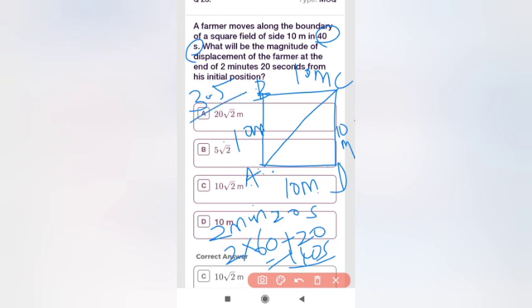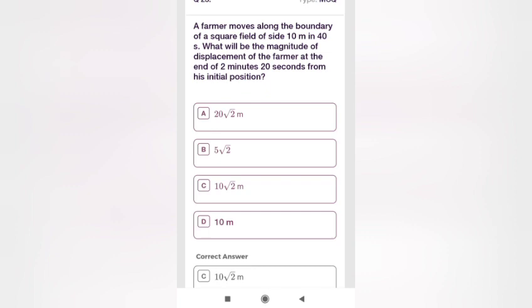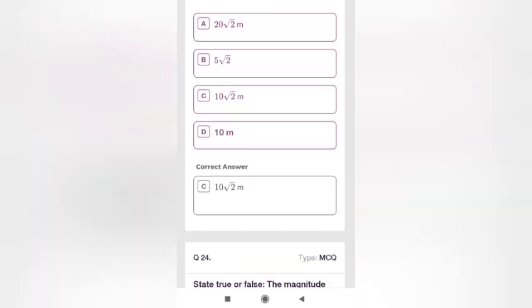So he goes around 3.5 rounds of the boundary of the square. So he reaches this particular point C. What is the distance between A and C? Now we have to apply the Pythagoras theorem. Square root of 10 squared plus 10 squared, which is 100 plus 100, which is 2 times 100, which is going to be 10 root 2. 10 root 2 is the correct answer. So option C is the correct answer, 10 root 2.